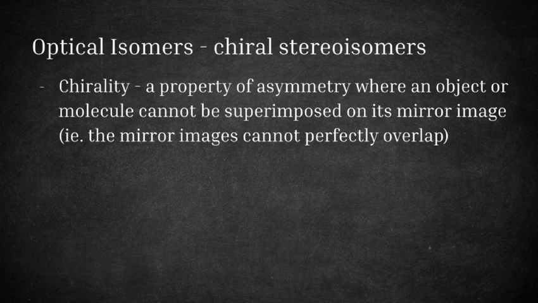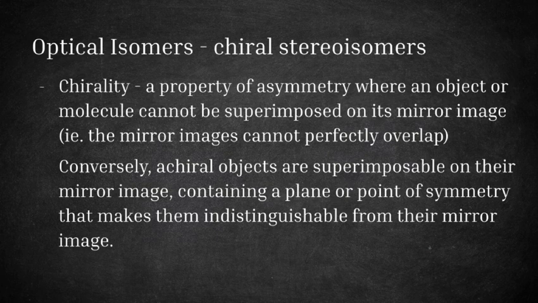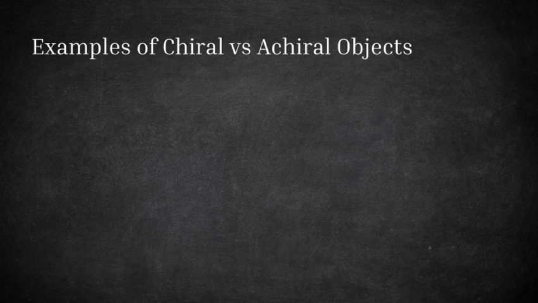Chirality is a property of asymmetry where an object or molecule cannot be superimposed on its mirror image, meaning the two mirror images cannot perfectly overlap. Conversely, objects or molecules that are achiral are superimposable on their mirror image, meaning they have a plane or point of symmetry that makes them indistinguishable from their mirror image. Let's start by observing examples of chiral and achiral objects before moving on to molecules.